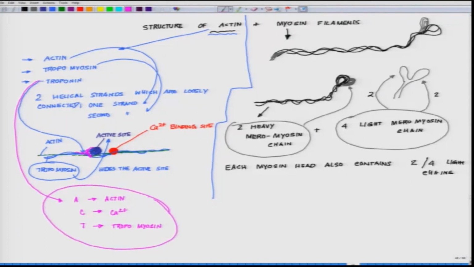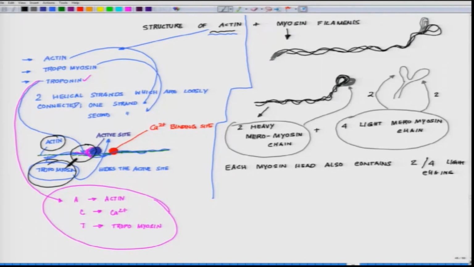Okay. So, now tropomyosin adheres to the troponin molecule. So, now again let us re-summarize it. Actin filament is made up of actin, that is one, tropomyosin, two, and another molecule called troponin, which is the third one. Now, troponin interacts with the tropomyosin.